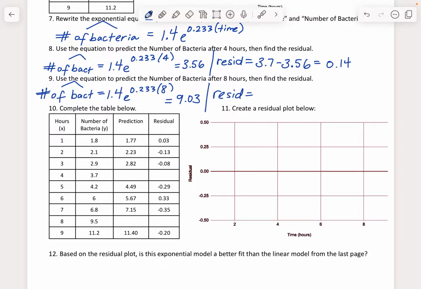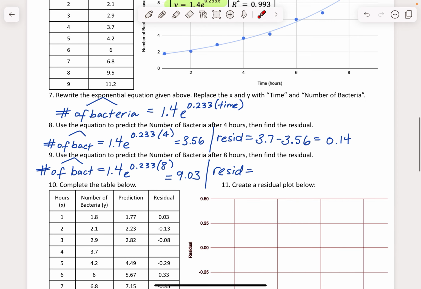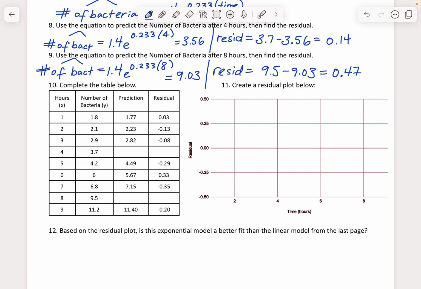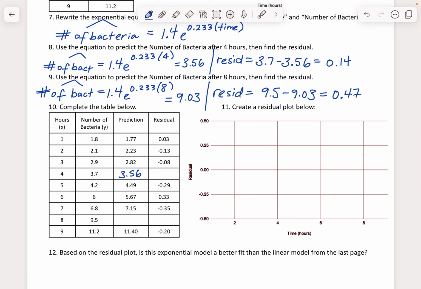Okay, let's get the residual. The residual is going to be our actual value at 8. So our actual value at 8 is 9.5 minus our predicted value of 9.03 that we just got from our equation, so that you should get a residual of 0.47. Okay, I'm just going to plug all this stuff into this table here. 3.56 was our prediction there, with a residual of 0.14. 9.03 was our prediction here, with a residual of 0.47.